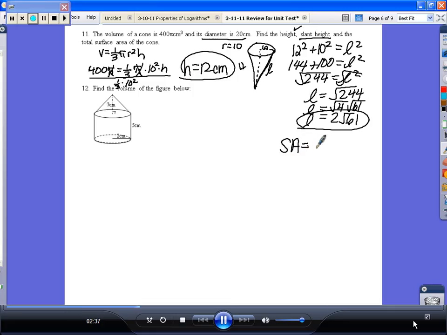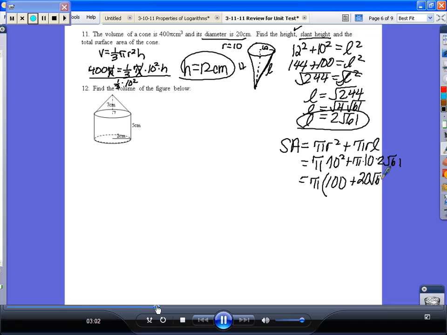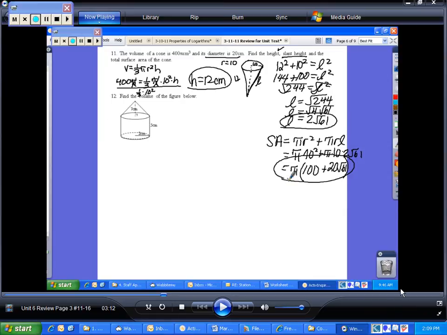And then finally for the surface area, I would want to use my formula for surface area of a cone and simplify, and I would be left with pi times 100 plus 20 root 61.